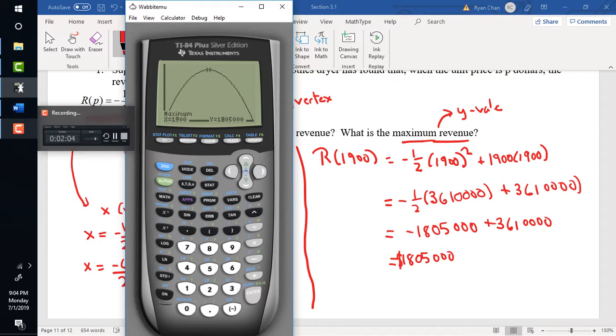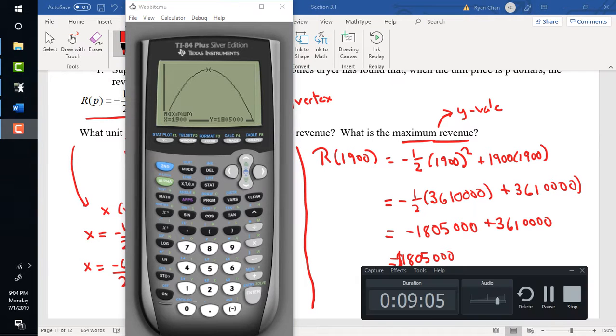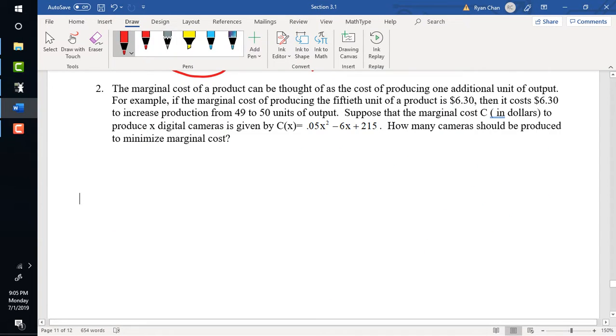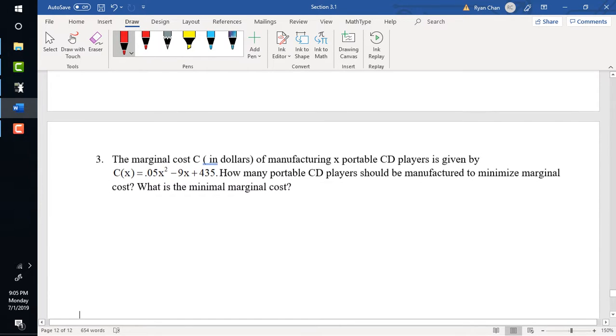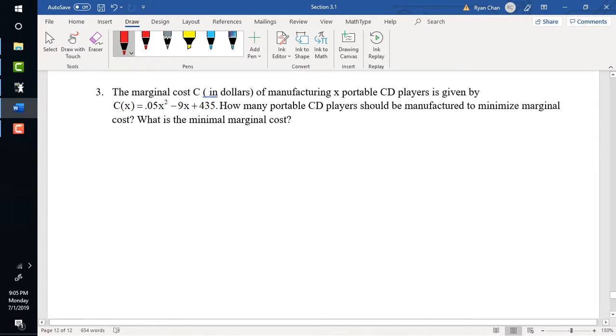Okay, so we're going to start another example. Okay, let's do this one here. It's number 3. Marginal cost of manufacturing X portable CD players is given by the following. How many portable CD players should be manufactured to minimize marginal cost? So it's the minimum marginal cost, right? So minimize is also vertex.